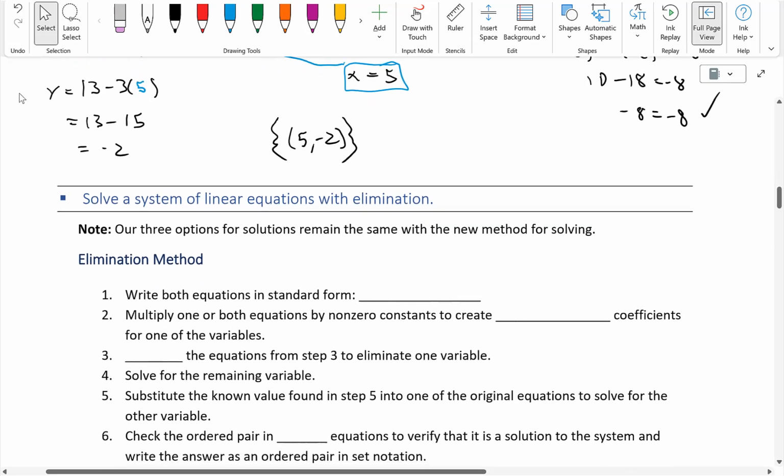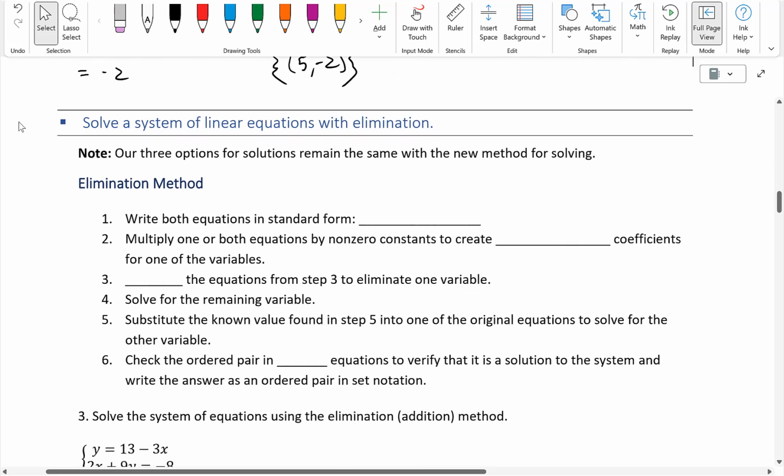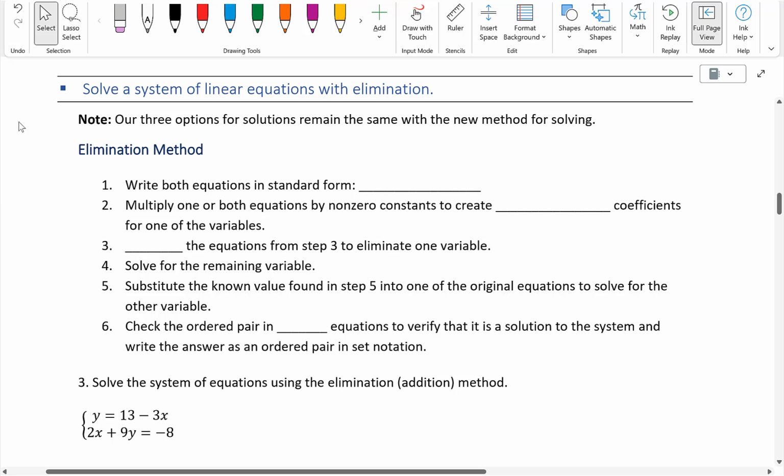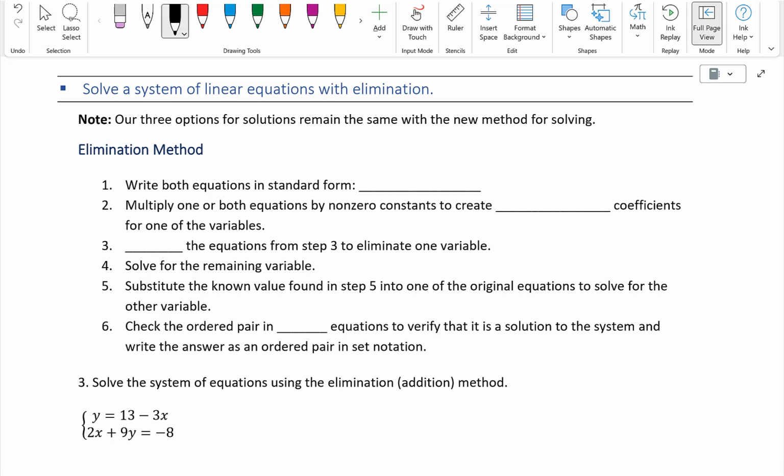All right, we're going to solve the same one, but with elimination. So note, our 3 options for solutions remain the same with the new method for solving, this elimination method. We have some steps here. Step 1, write both equations in standard form for linear functions. That's our ax plus by equals c. Really, we just want x and y both on the same side for these solves. For step 2, multiply one or both equations by non-zero constants to create opposite coefficients, like 2 and negative 2, so that when we add together, we'll zero them out.